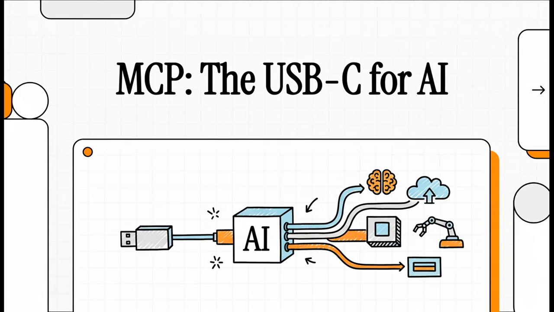What if I told you there's something on the horizon being called the USB-C for AI? It's a pretty bold claim, right? But it's trying to solve a problem that honestly, we've all run into. Imagine if all your AI tools, your files, and your apps could just talk to each other seamlessly. Well, that's the future we're diving into today.